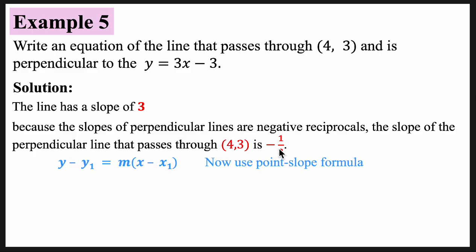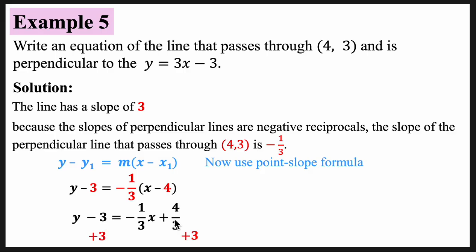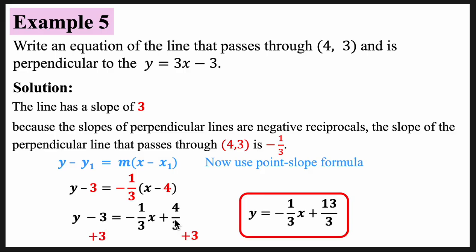Now, according to the point-slope formula, substitute the values, distribute the -1/3. That is -1/3 times x gives you this. -1/3 times -4 gives you the +4/3. And then add 3 to both ends. You get y equals negative 1/3 x plus 13/3. Again, if you take your slope here and multiply it by the slope right here, 3 times negative 1/3 should be negative 1.